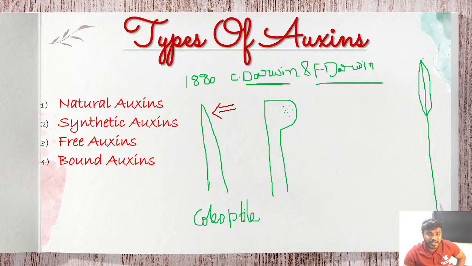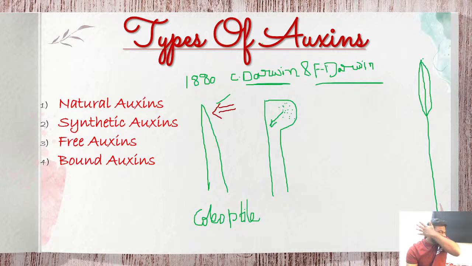Listen, every one of you, my friends. There is a chemical present in the tip of the coleoptile. Upon perceiving the light, that chemical starts moving from the lighter region to the darker region, and it is causing the coleoptile to bend. Once again, listen. Darwin and his son concluded that there is a chemical present in the tip. That chemical, upon exposure to the sunlight, moves from the lighter region to the darker region and causes the coleoptile to bend.